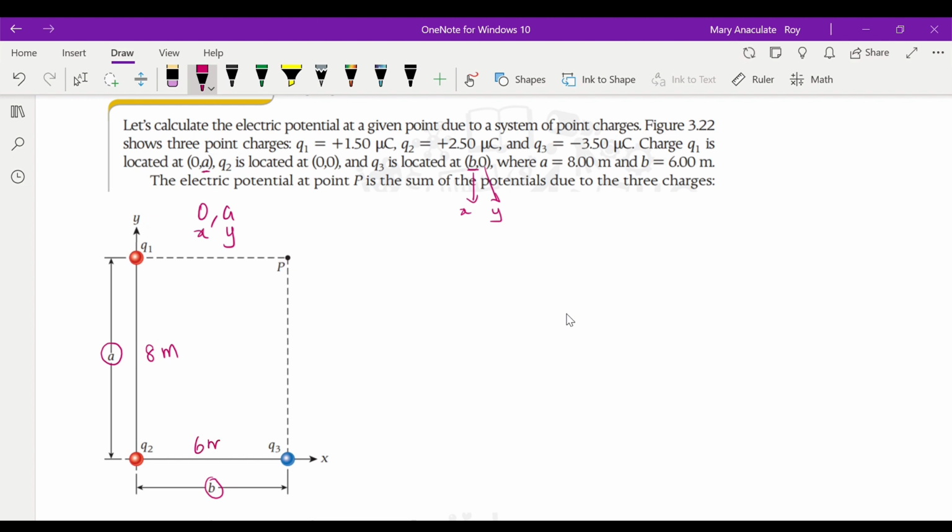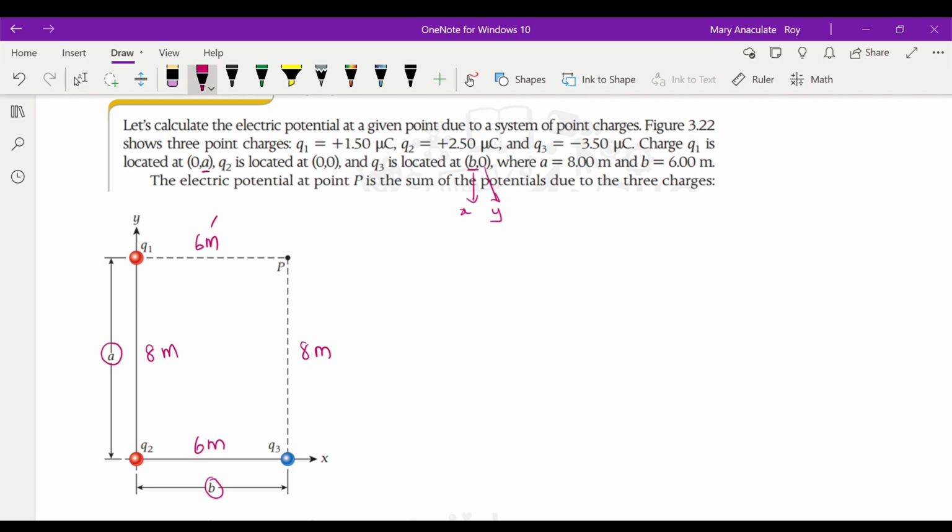Another common mistake that I see students make is in the substitution. Don't be in a hurry. Look at the distances. For Q1 from the point P, they tend to use the value of 8 or swap the order. So initially just write that the opposite sides are equal. Label it on the diagram so that you don't make mistakes in the substitution. These are the distances given, and the values of the charges given in the question are 1.5, 2.5 and negative 3.5.